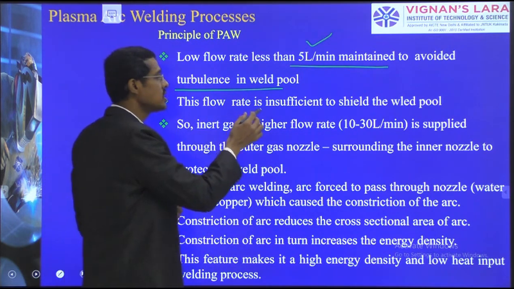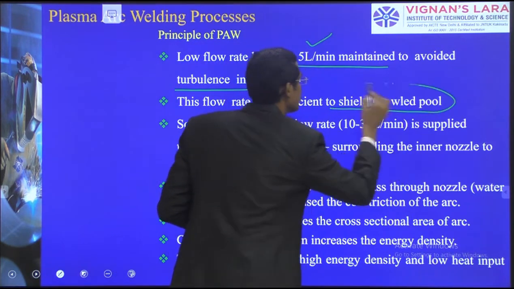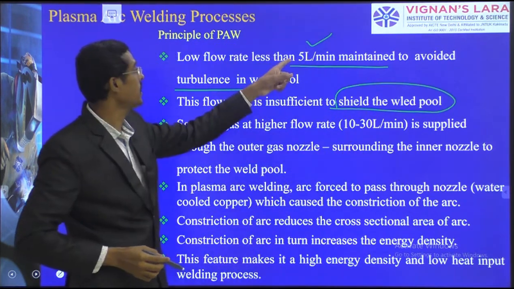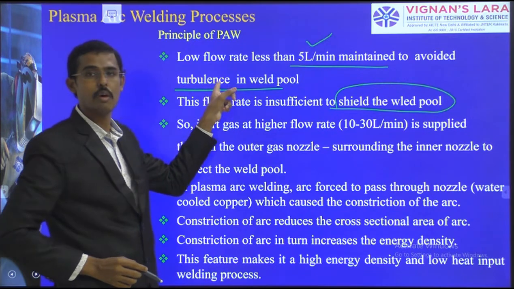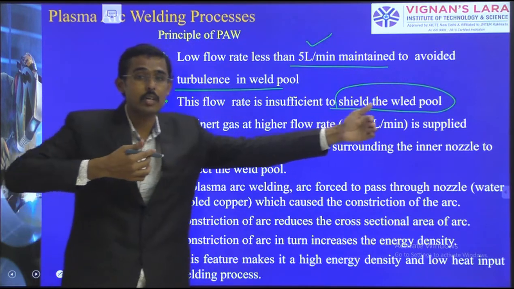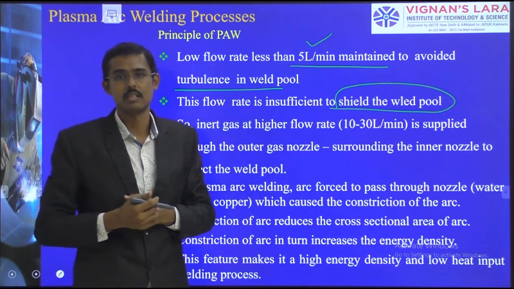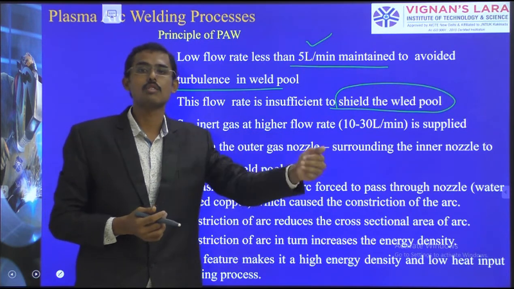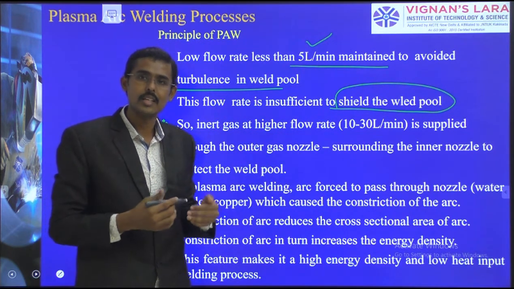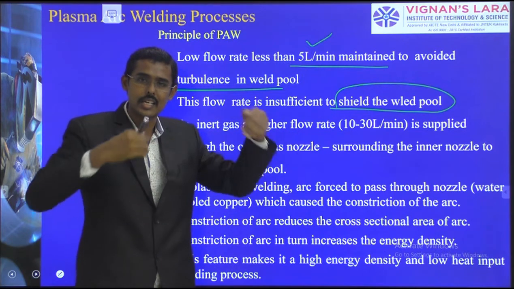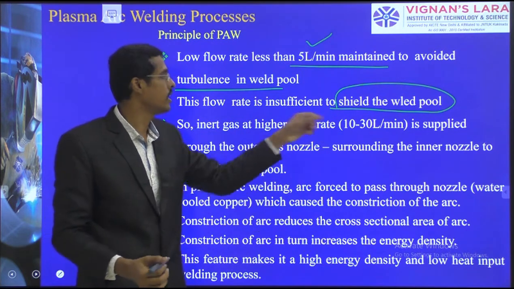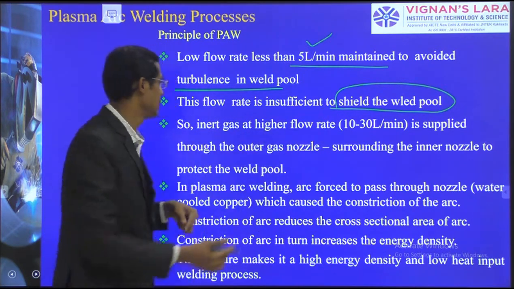This flow rate is insufficient for shielding. What happens? If you supply 5 liters per minute, turbulence will not form in the weld pool, that is okay. But atmospheric contamination will form, and that also has to be protected against. Therefore, we supply argon shielding through the second layer of the nozzle, which we name the shielding gas. How much do we supply?